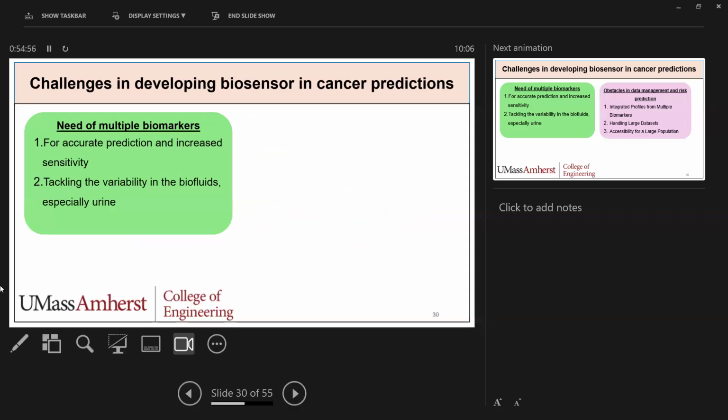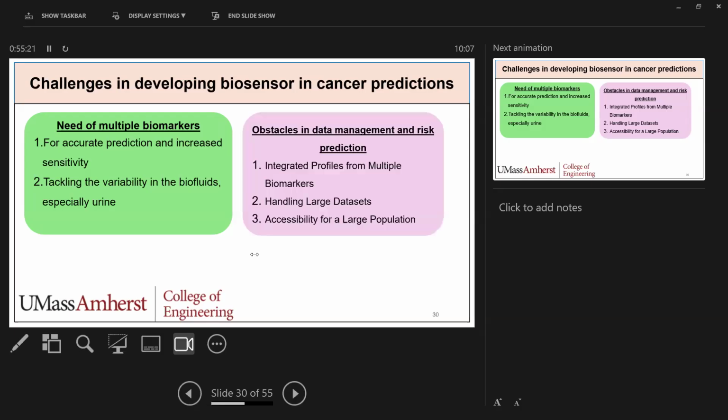So though we do this electrochemical biosensor for cancer prediction, it has its own challenges. We need multiple biomarkers to rule out false positives or false negatives, and we have to tackle the variability in biofluids, especially urine, right? And imagine, as I mentioned before, it involves large data sets and accessibility for large populations, so many, right?